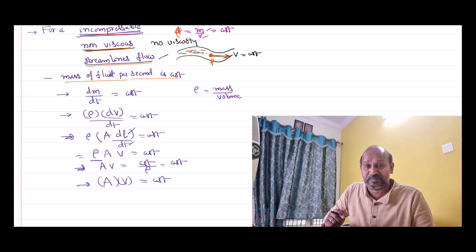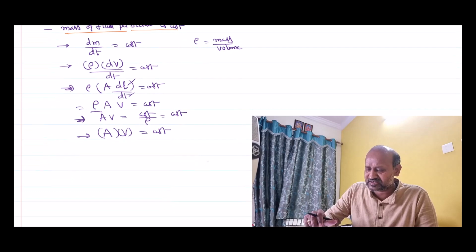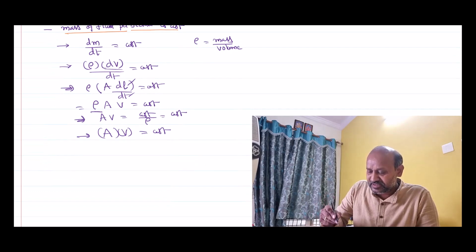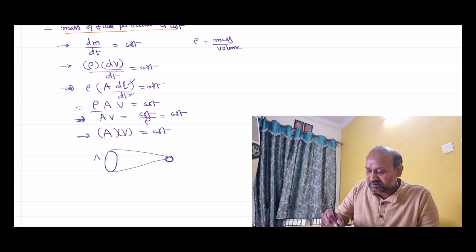We have seen this many times in our real life. Let me explain with a simple example. Say there is a pipe with a bigger opening. At the other end, the pipe has a smaller opening. You call this area A1, and you call this area A2. It's very clear A1 is greater than A2. This is smaller, this is bigger.